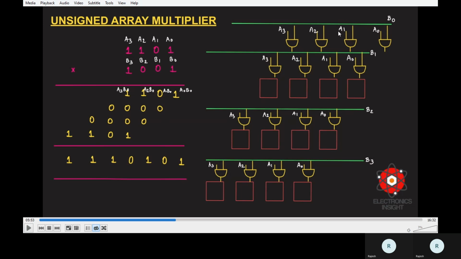But if you see the third case, you have A2 B0, A1 B1, and A0 B2. So you have to add 3 bits, and you require a full adder. Based upon this analysis, you can see the diagram on the right side, where we select where full adders or half adders are required.